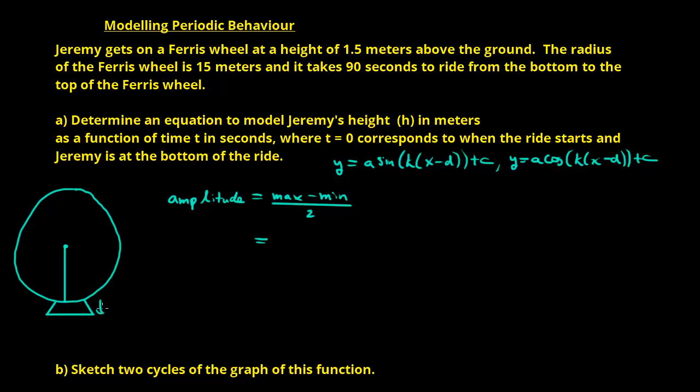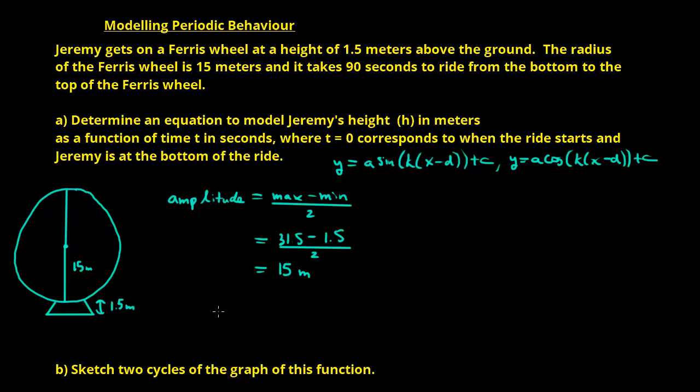So we've got that this height is 1.5 meters. And the radius is 15 meters. So that means that the maximum height of the Ferris wheel is going to be 15 plus 1.5 plus 15, which is going to be 31.5. So we have 31.5 minus 1.5, because that's the minimum height, because at the base of the Ferris wheel, Jeremy is going to be at a height of 1.5 meters. So I'll have 31.5 minus 1.5, all divided by 2, which is equal to 15 meters. So this is the amplitude.